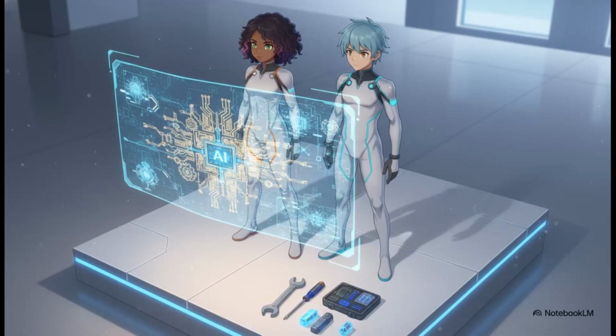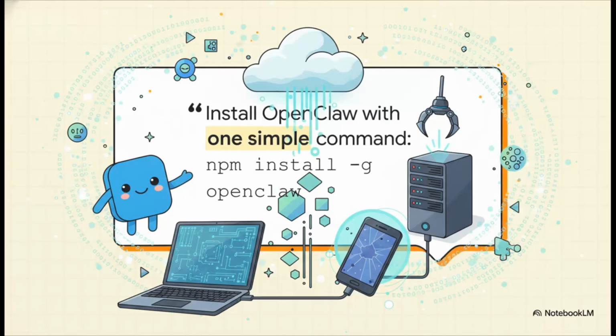Okay, foundation's laid, tools are in place. It is finally time to install the brain of the operation, the OpenClaw AI engine. And here is the best part. It's just one simple command. We're using npm, which stands for Node Package Manager. It came with Node.js. Think of it like an app store, but for code. This one command finds OpenClaw, downloads it, and installs it globally on our system, making it available no matter where we are in the terminal.